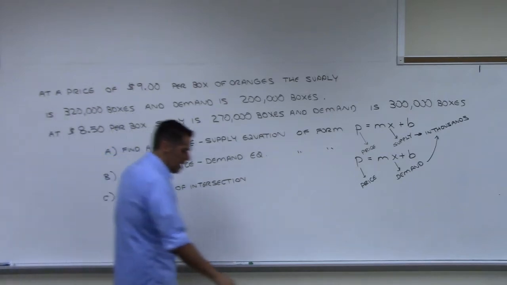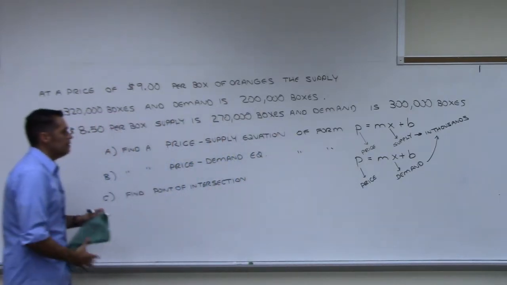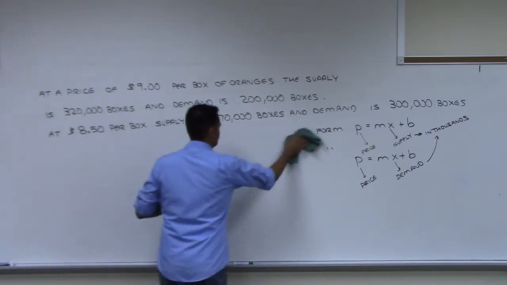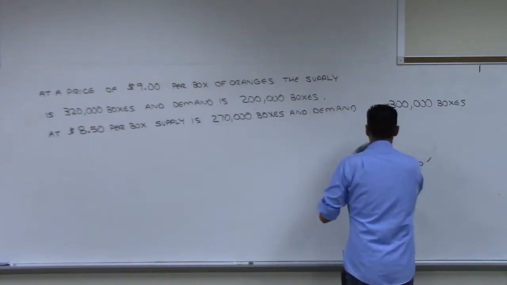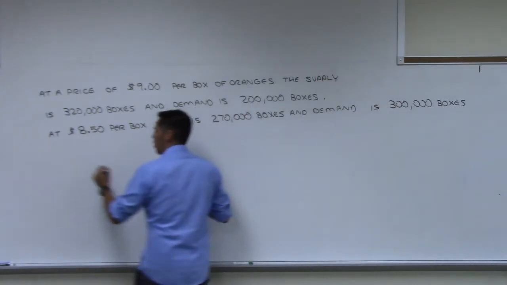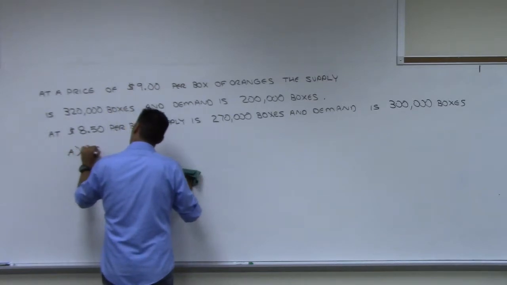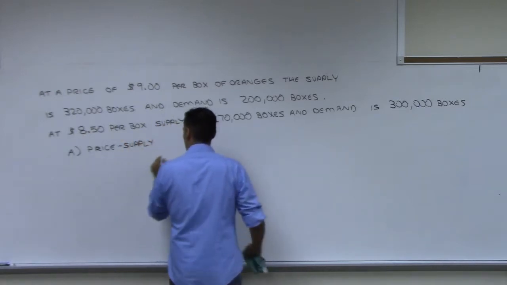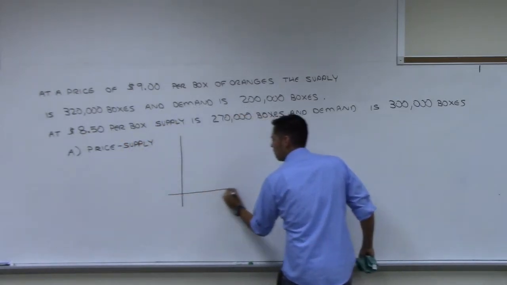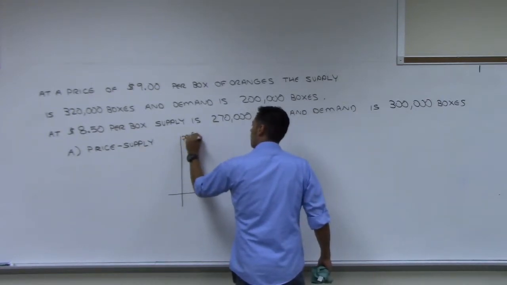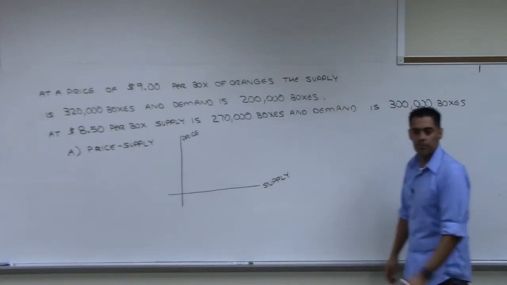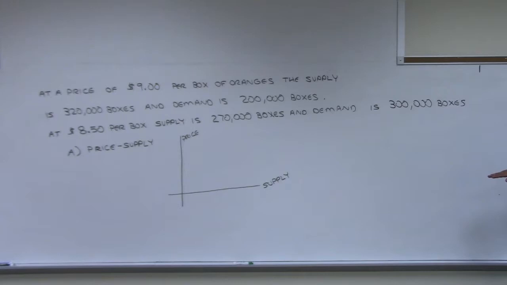All right, so let's start off with that first part A. And I'm going to leave the word problem up here. I want the price-supply equation. So price-supply, if we look at this like a graph, it looks like this. Price, supply. Okay? Our supply is the x-axis, our price is the y-axis.